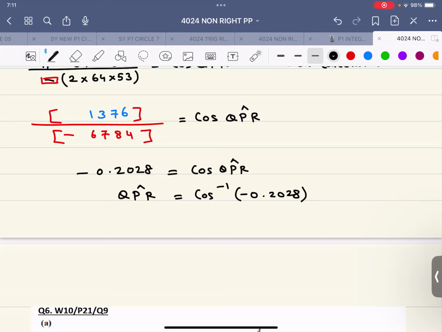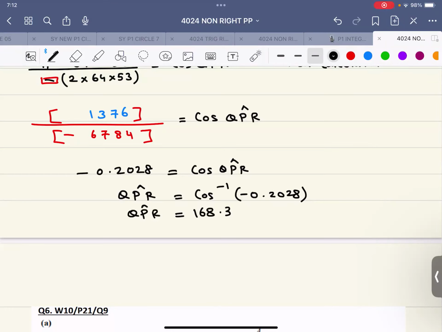My calculator, let me change it into degree mode, and shift cosine. This comes out to be 11 point, that's negative, I forgot. So let me press cosine, shift, hold for a second, 0.2028. It doesn't have a negative sign, my bad. So 11.7, so 180 minus 11.7. I think the answer is 168.3. This is 168.3. Let's double check.